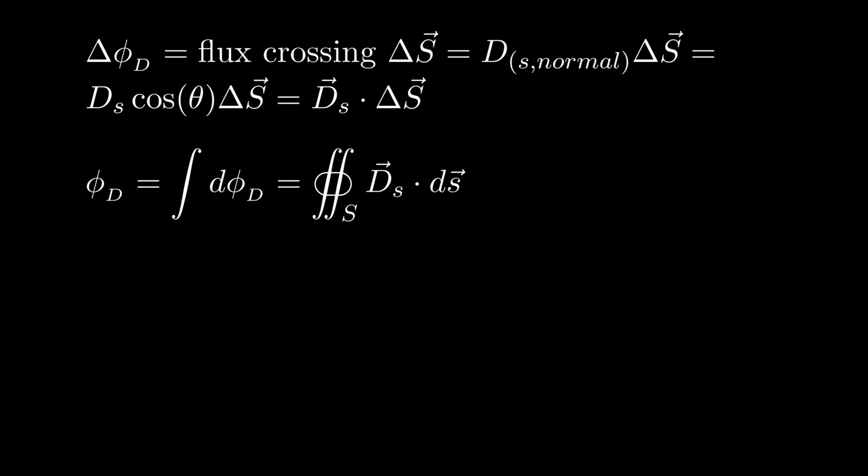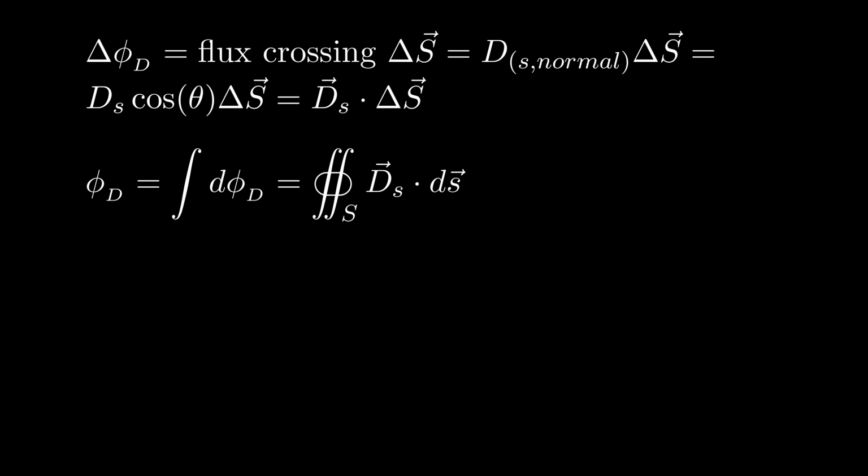The total flux passing through the closed surface is obtained by adding the differential contributions crossing each surface element delta S. Thus, phi, which is the total flux, will be the integral of d phi, which is equal to the closed surface integral of D dot dS. The subscript s in Ds denotes that we are measuring the flux density at the surface. If it's a trivial assumption, one can skip the subscript and just write D instead.